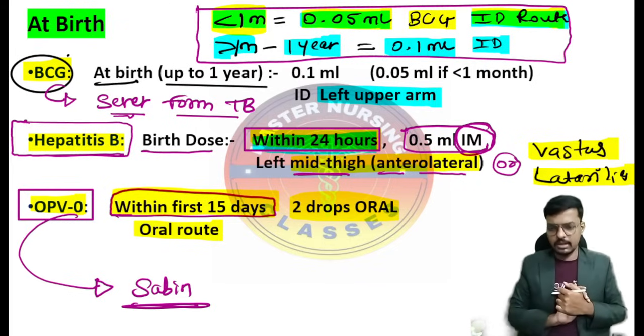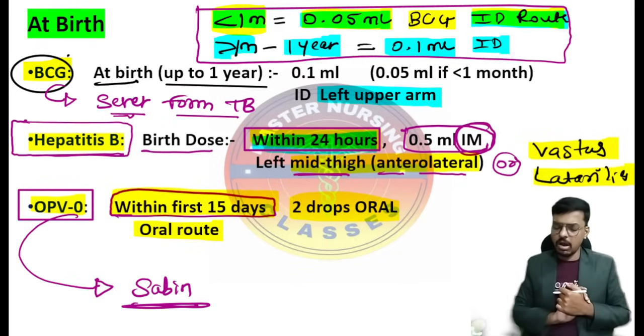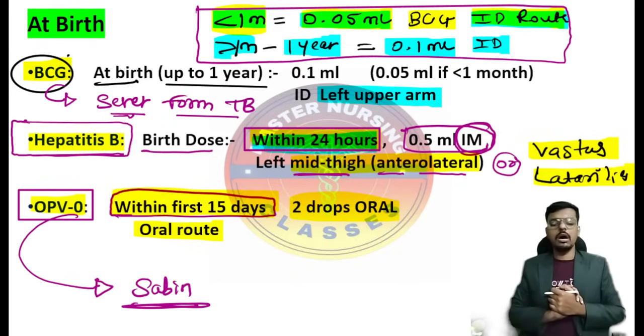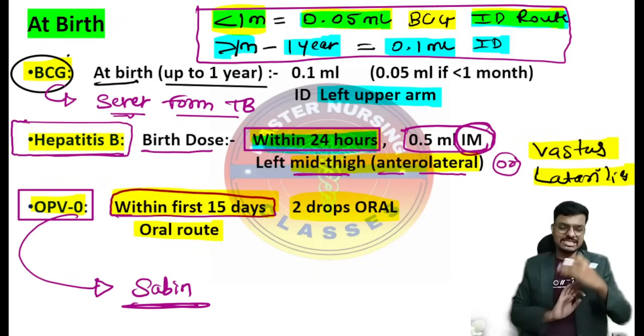So please do remember the site of injection. The best and safest site of intramuscular injection in the newborn is the anterolateral aspect of the mid thigh, and the muscle where we will give the injection is the vastus lateralis muscle. Okay, so it is very clear to everyone of you.